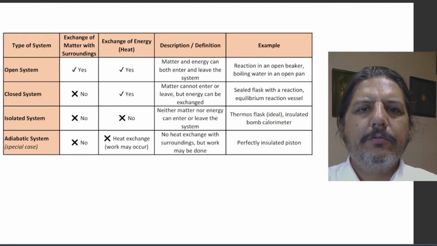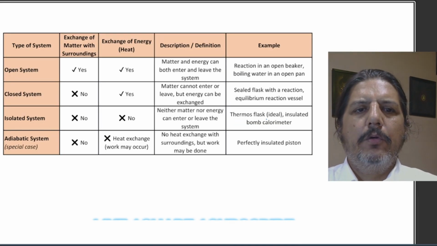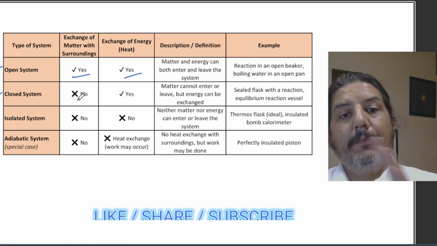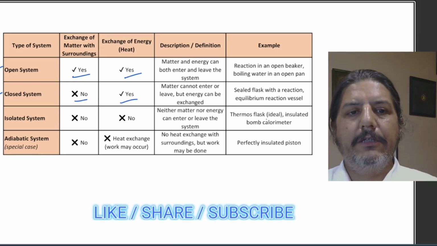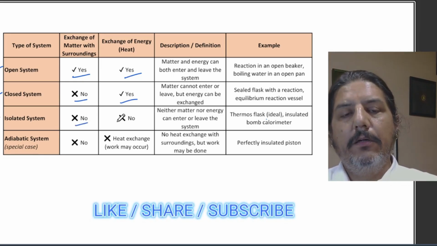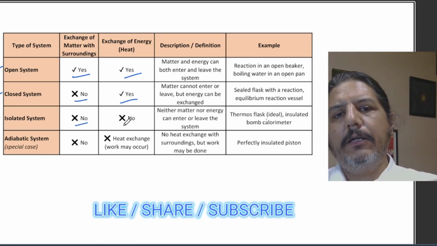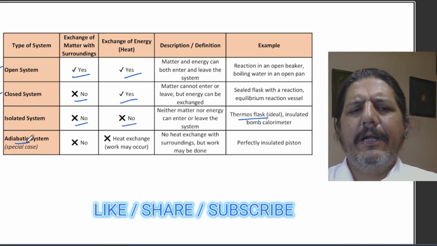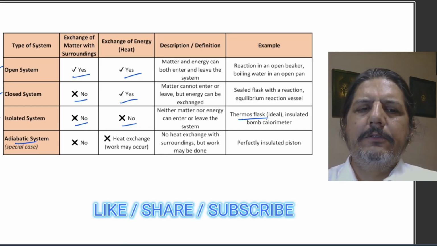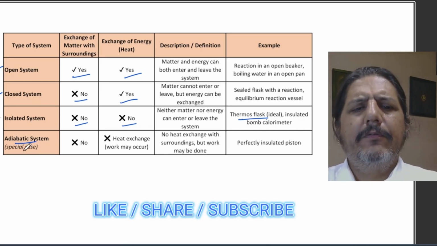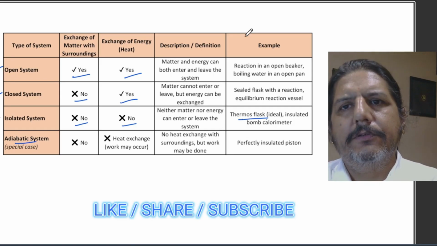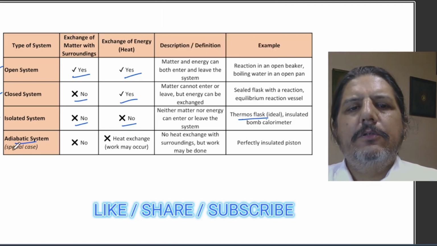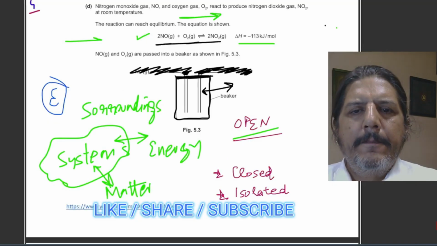So in the previous question, I discussed this: open system, matter as well as energy is exchanged. Closed system, matter is not exchanged, but energy can be exchanged. Isolated system, neither matter nor energy can be exchanged. This is an example of an ideal thermos flask. There is something called an adiabatic system also, not in your syllabus, but I just mentioned it here. If anyone is interested, you can have a look at the adiabatic system on ChatGPT. This is usually explained in detail in class 11.